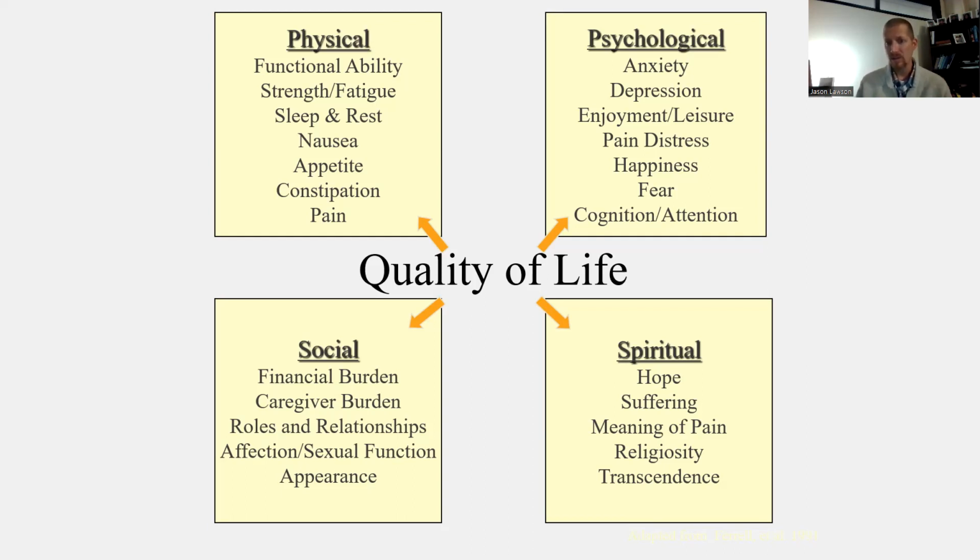With psychological, cognitive, attention, depression, anxiety, leisure, pain or distress, happiness, OT has those pieces of the puzzle that we could use with this population. Social, so dealing with appearance, affection, sexual function, roles, relationships, caregiver burden, financial burden, all of those kinds of things. I think OT in conjunction with social work, again, are pieces to the puzzle.